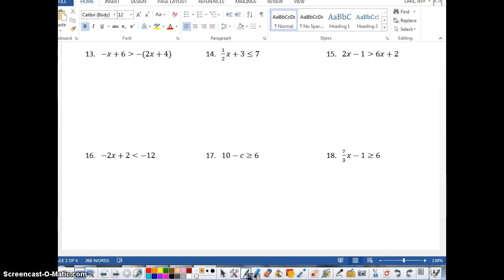This is Unit 1 review for Algebra 1. This is page 2. Again, I'm going through the evens.